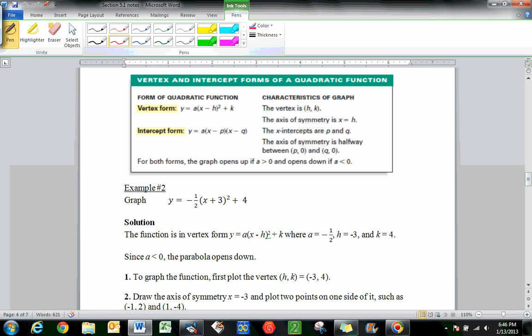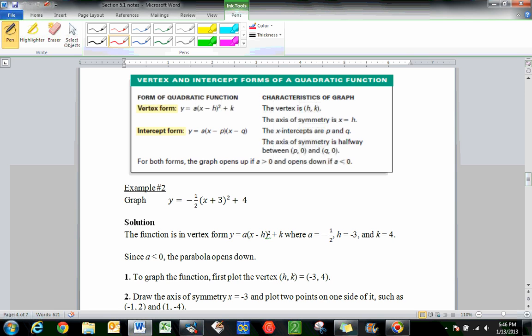The next form of a quadratic equation that we're going to graph is called the intercept form. Now, if you've watched the previous videos on graphing quadratics, we've graphed a quadratic function in standard form, and we've graphed a quadratic function in vertex form. And so this gives us a third method of graphing a quadratic function.